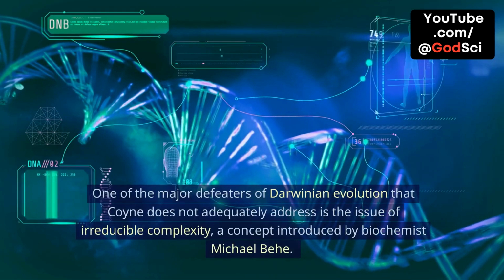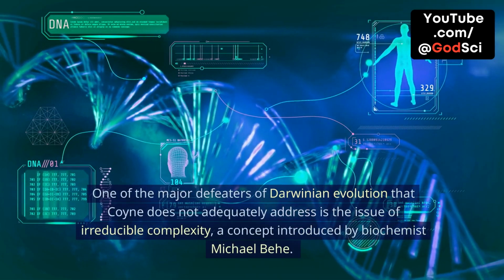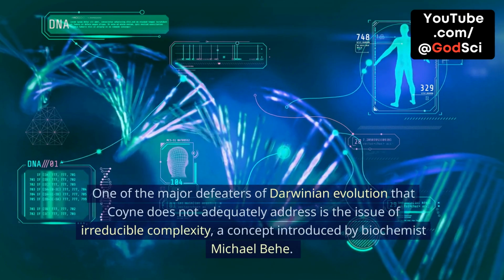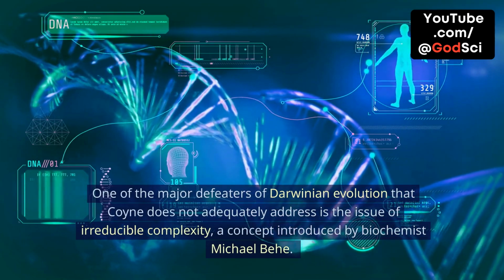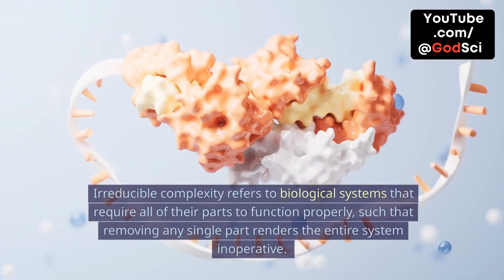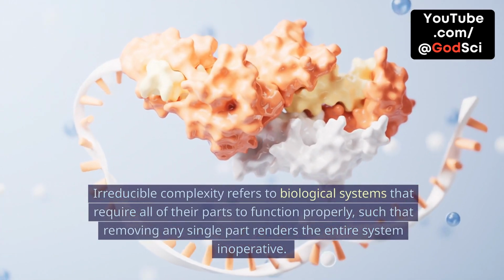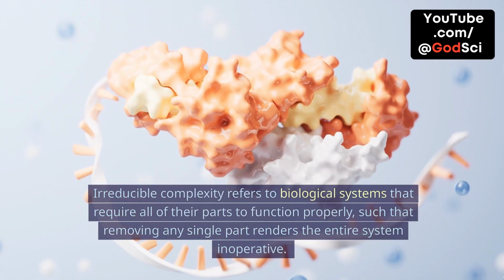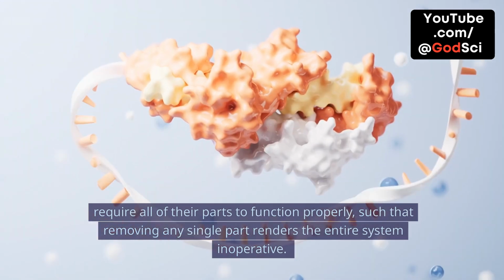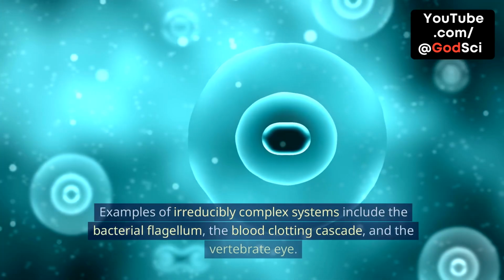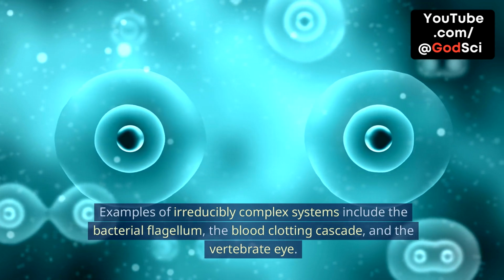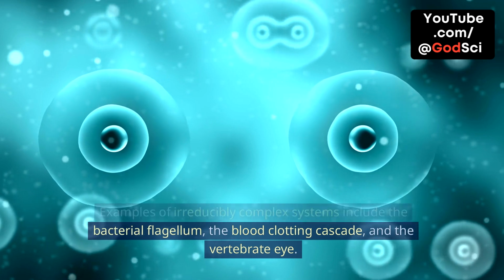One of the major defeaters of Darwinian evolution that Coyne does not adequately address is the issue of irreducible complexity, a concept introduced by biochemist Michael Behe. Irreducible complexity refers to biological systems that require all of their parts to function properly, such that removing any single part renders the entire system inoperative. Examples of irreducibly complex systems include the bacterial flagellum, the blood-clotting cascade, and the vertebrate eye.